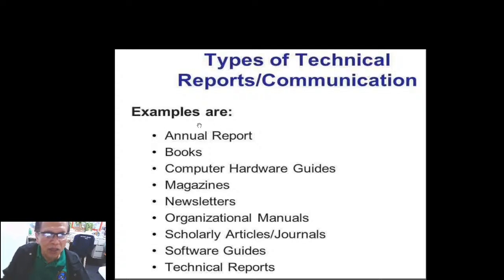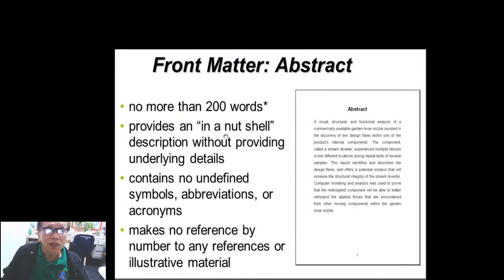Types of technical reports communication, examples are annual report, books, computer hardware guides, magazines, newsletters, organizational manuals, scholarly articles and journal, software guides, technical reports. From front matter, abstract. O, yung pinakang front matter mo daw ay no more than 200 words, provides an in a nutshell description without providing underlying details, contains no undefined symbols, abbreviations, or acronyms, makes no reference by number to any references or illustrative material.